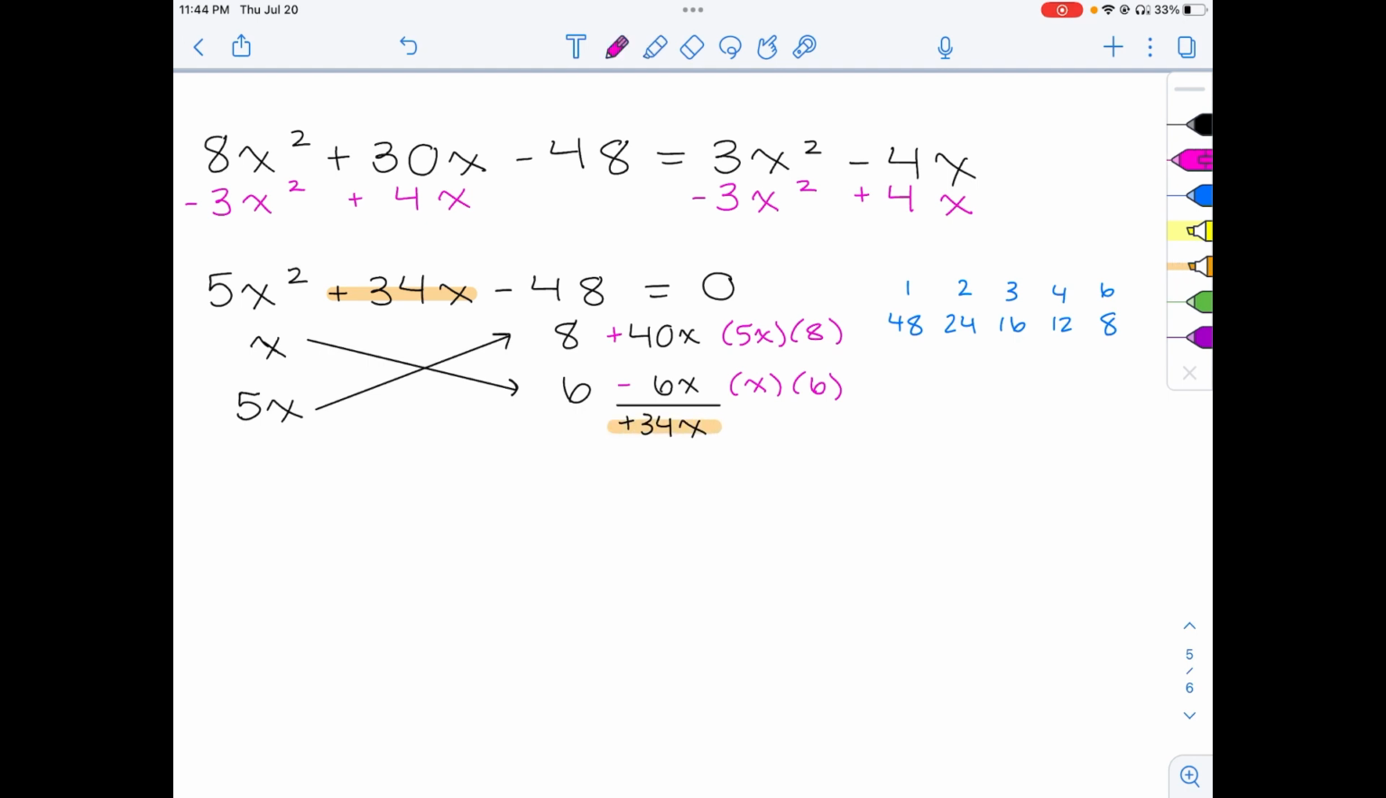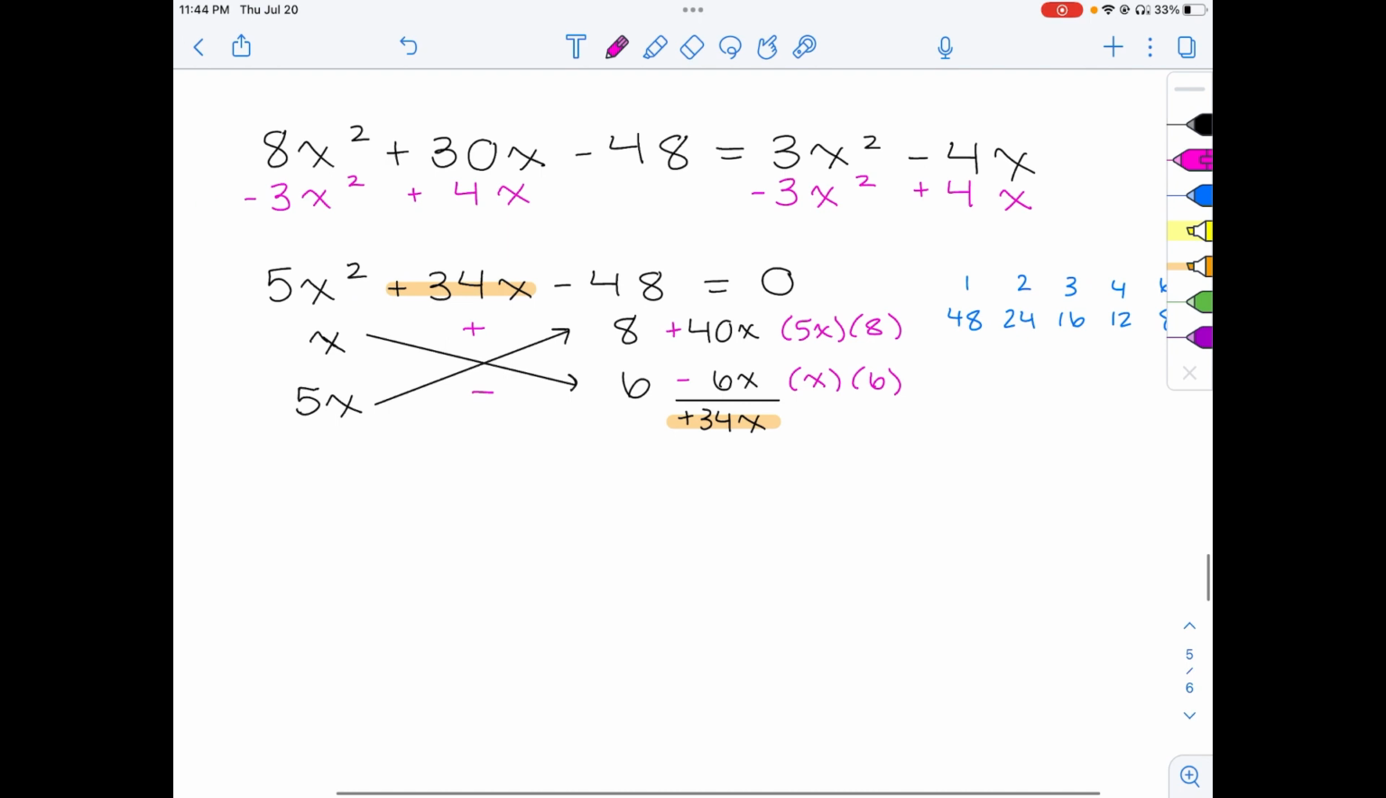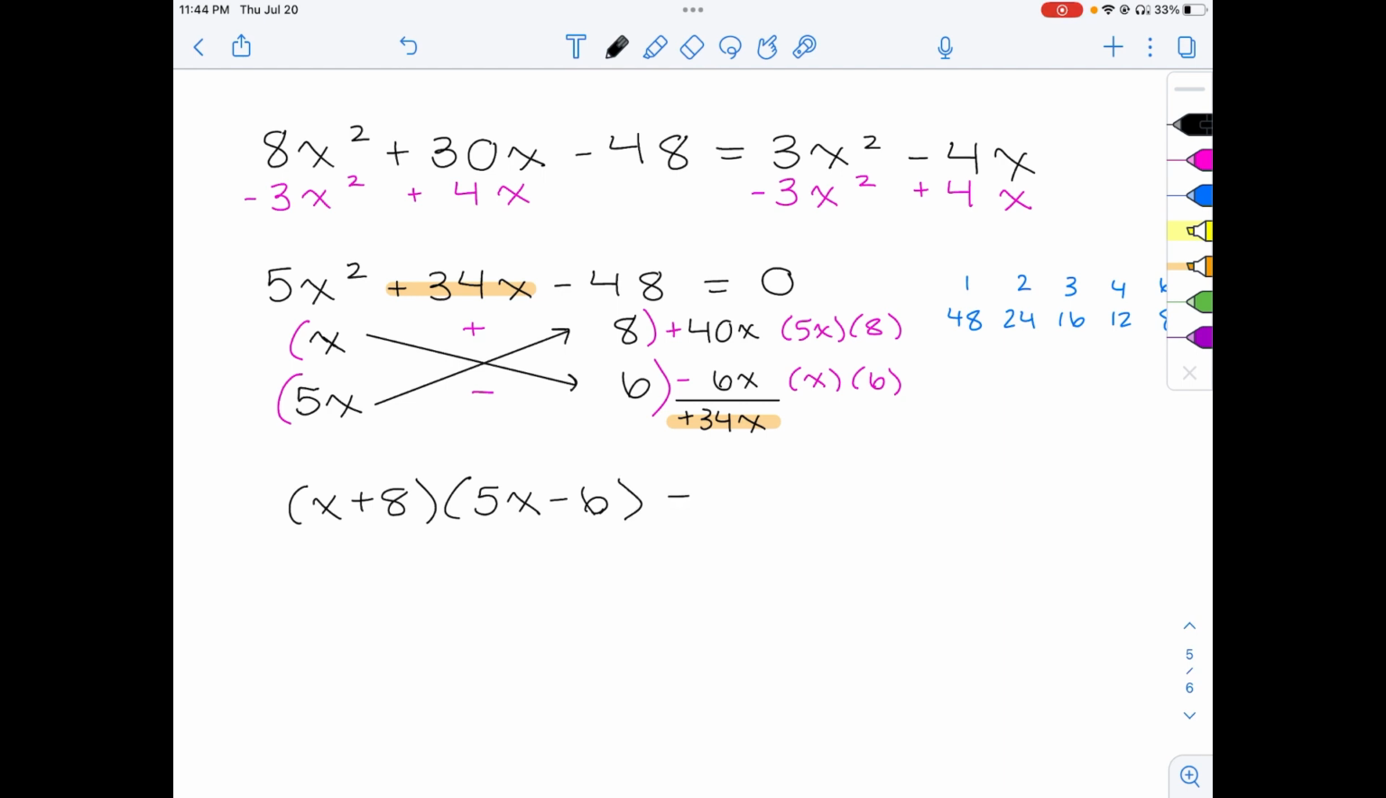Okay, so then I'm just going to copy my signs over. I had a plus 40x, so the plus is on top, it's going to go here. Minus 6x, the minus is on the bottom, it's going to go here. So this is my factored form. If you don't like crisscross factoring, that's totally fine. Use decomposition, you will get the same answer. So now I've got x plus 8 multiplied by 5x minus 6 is equal to 0.